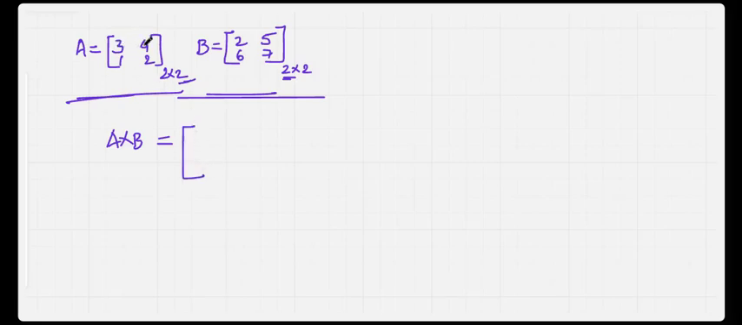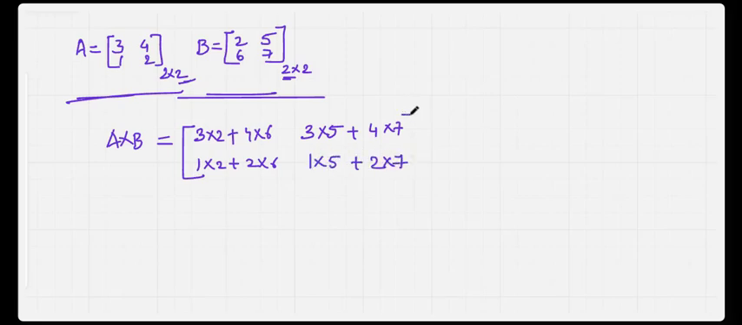Again, same. First row, first column for the first element. So 3 cross 2 plus 4 cross 6 here, this will be my first element. Again first row, second column, so 3 cross 5 plus 4 cross 7 here. Similarly here I'll get 1 cross 2 plus 2 cross 6, and here I will get 1 cross 5 plus 2 cross 7. So this will become my A cross B, which is equal to 6 plus 24, 30. Here I'll get 34. This will be 14, and this will be 19. So this is what A cross B is.